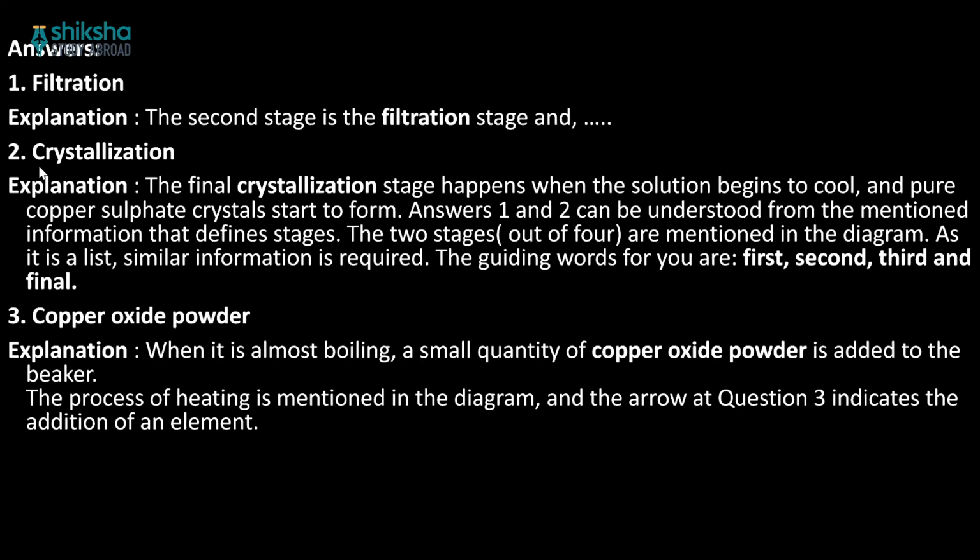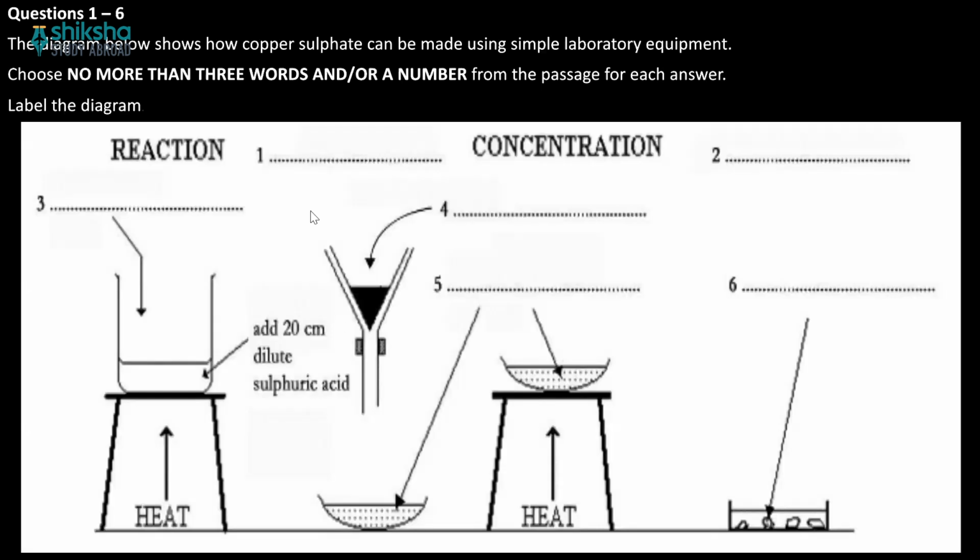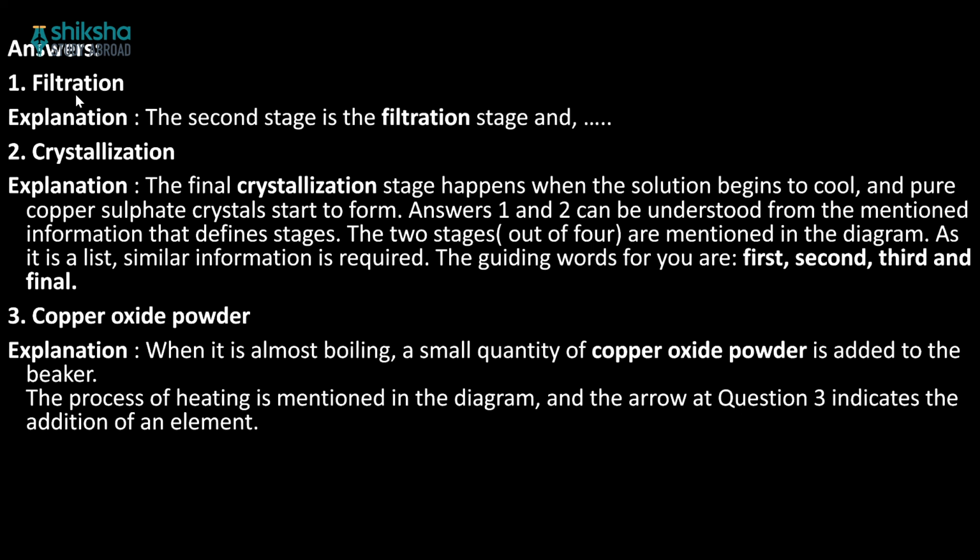Okay, so let's see what they have given in the explanation. The second stage is the filtration stage and so on. As you can see here, from the paragraph, they have taken this line. The first reaction is when the glass beaker is on the top of a tripod and 20 centimeter of dilute sulfuric acid. And then if we find this line here, the second stage is the filtration stage. This is the line we are talking about. And then it moves on. If you read it further, you will be able to find why the answer is first as filtration.